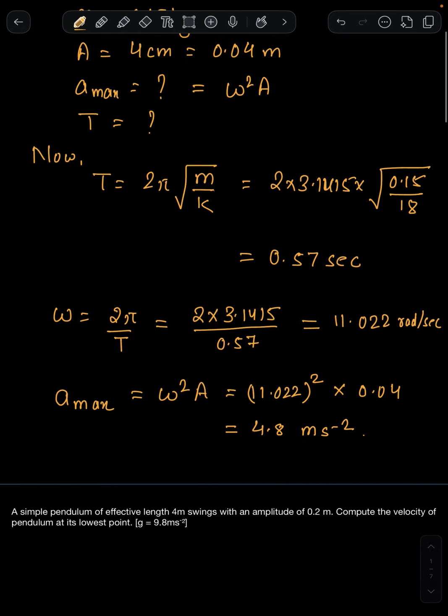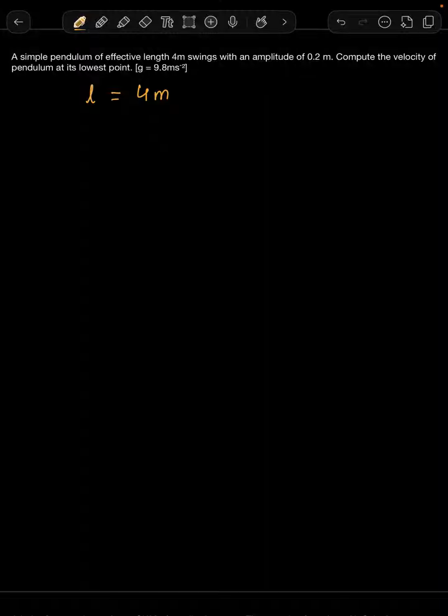Now let us move to the second question. Here is the second question on the screen. A simple pendulum of effective length 4 meter swings with an amplitude of 0.2 meter. Compute the velocity of the pendulum at its lowest point. So velocity at its lowest point means at the mean position, which is the maximum velocity. So we must know that the maximum velocity formula is omega a. First we need to calculate omega.